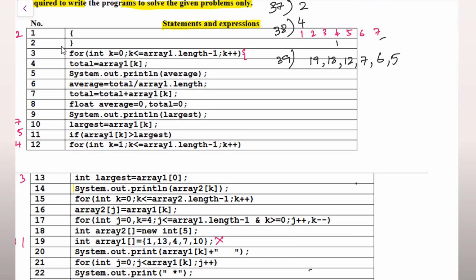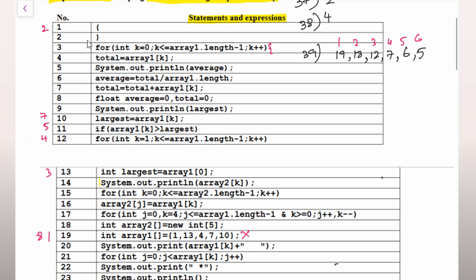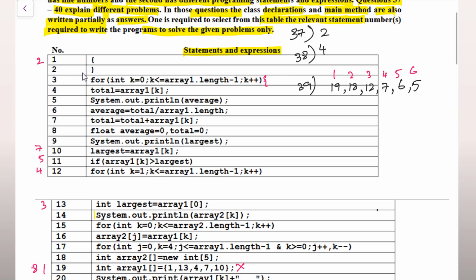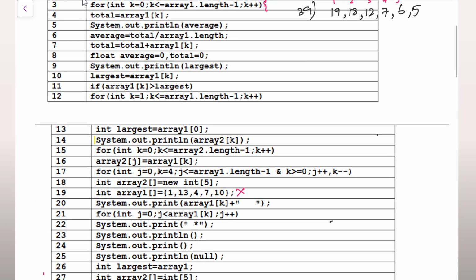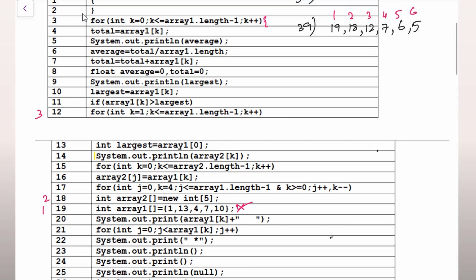So once again, what I will do is just label them like 1, 2, 3, 4, 5, 6 statements. So the first statement is 19, right? So that's array declaration, which is correct. And then 18, 12, and 7, 6, fifth guy is 6, and sixth guy is again 5.